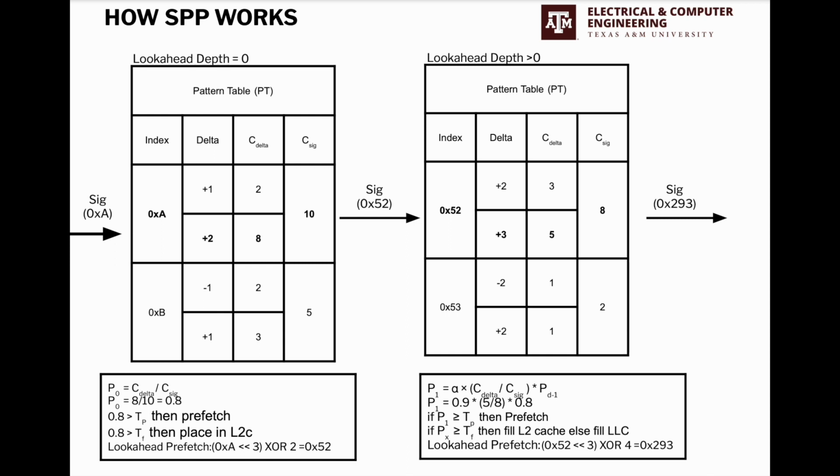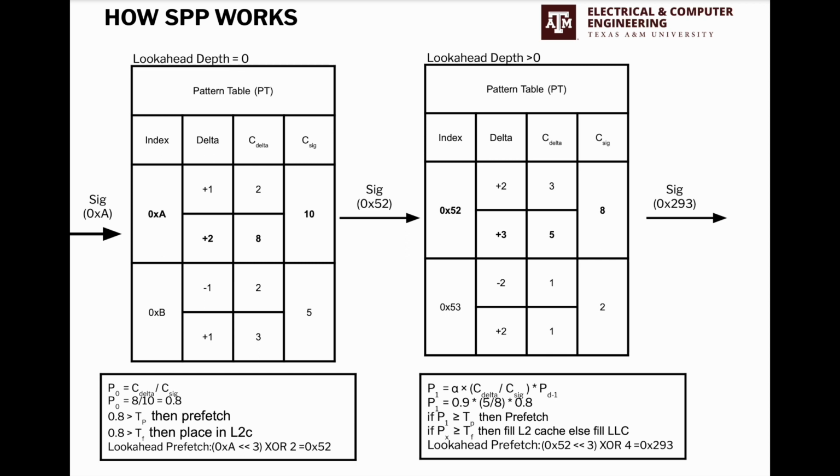And then we check to see if this path confidence is greater than the prefetch threshold. If it's greater than the prefetch threshold, then we prefetch, else we don't prefetch. And we also check if it's greater than the fill threshold. If it's greater than the fill threshold, then we place in the L2 cache, else we place in the LLC.